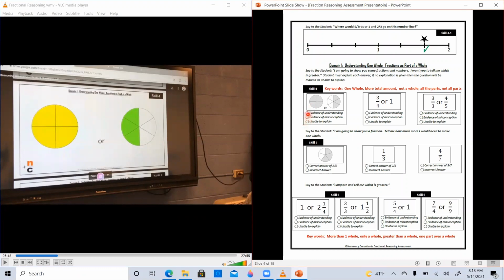Once they give us evidence of understanding, and we believe that they've shown they understand that concept in that way, you go ahead and mark evidence of understanding and move on. If it's evidence of misconception or unable to explain, obviously that means they did not get it correct, and they would not be able to get this section. So you have to get all the answers correct in this section to be considered to have that skill mastered, okay? So let's take a look. Which fraction is greater? Which is greater?